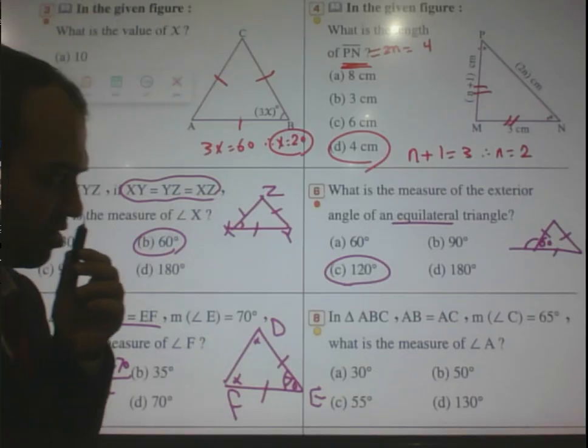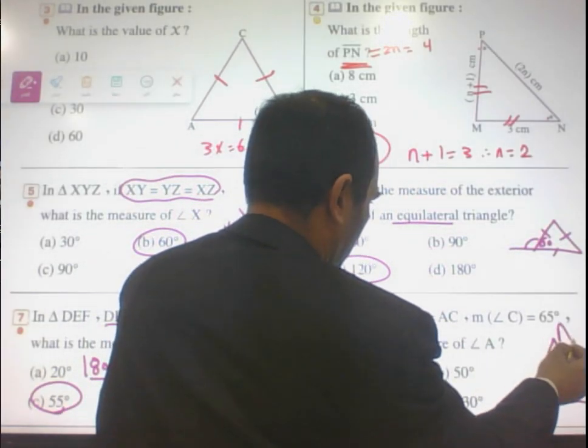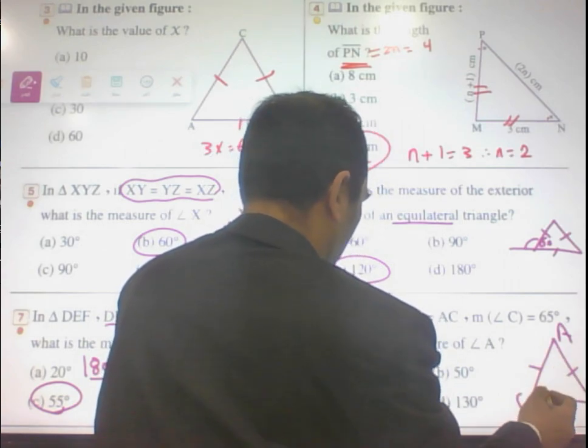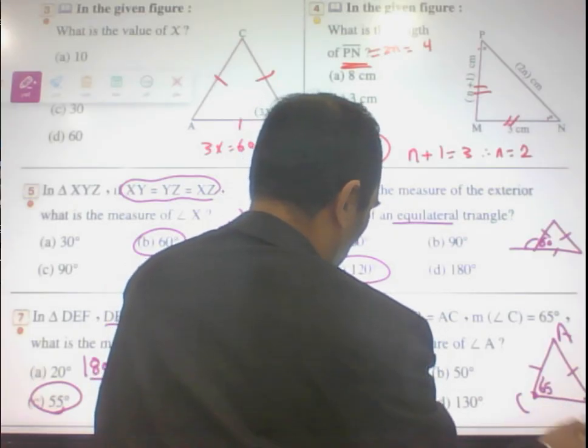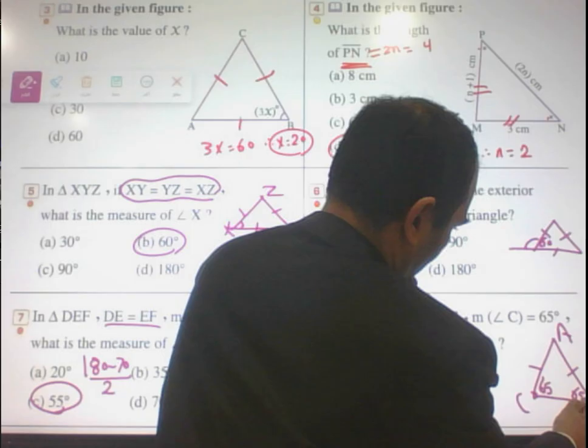And next question, here also we have an isosceles triangle, like this. AB equals AC, and the measure of angle C is 65. We know the measure of angle C will be equivalent to the measure of angle B. The two base angles are equivalent, they are congruent. And the measure of angle B equals 65 also.